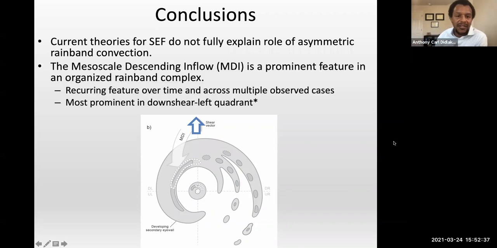So what I'm showing here is when we have an organized rainband complex, we have a mesoscale descending inflow that is a prominent feature that we saw across multiple observed cases. And it's also a persistent feature in time, as we saw in the simulation. And I also saw it in Hurricane Earl. And it's most prominent, of course, in the downshear left quadrant.